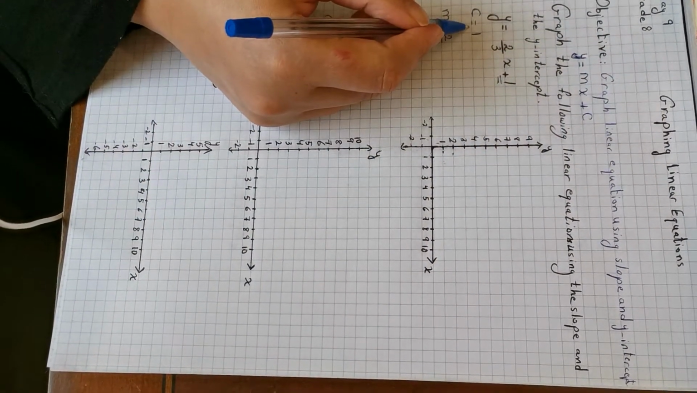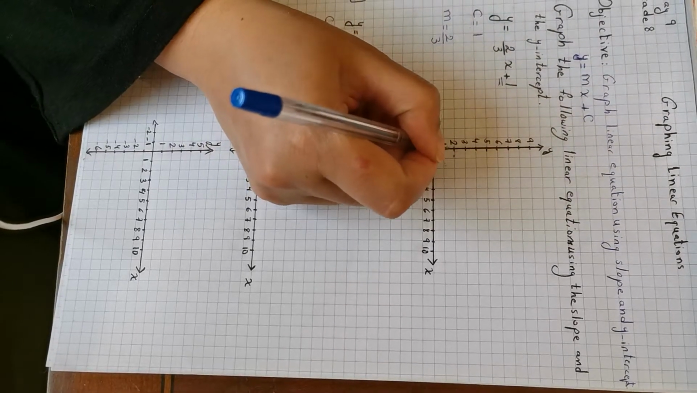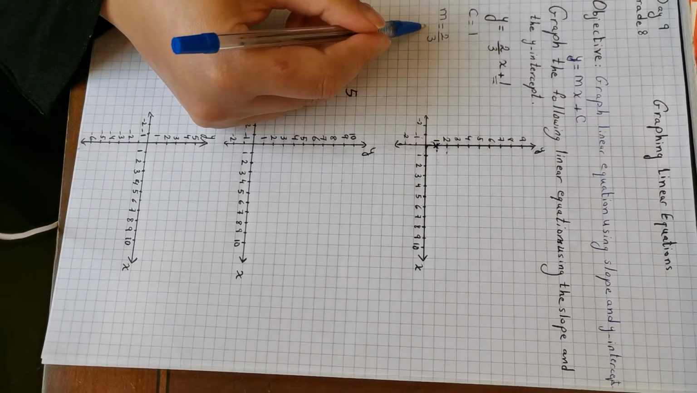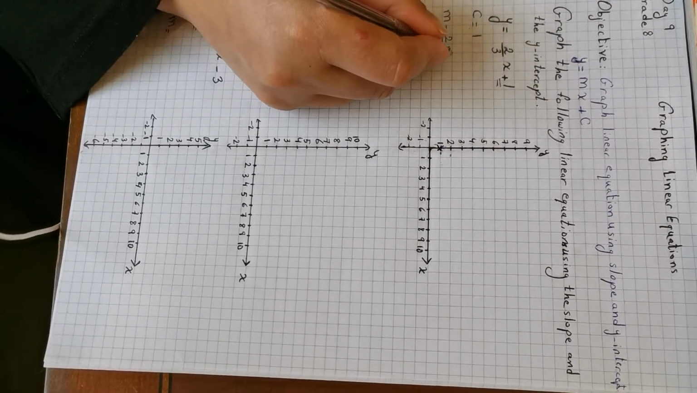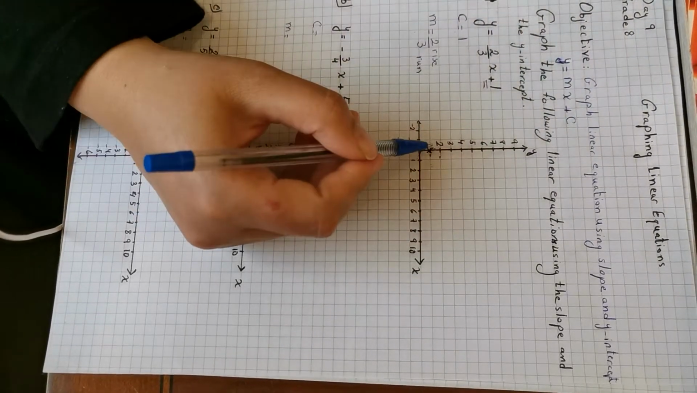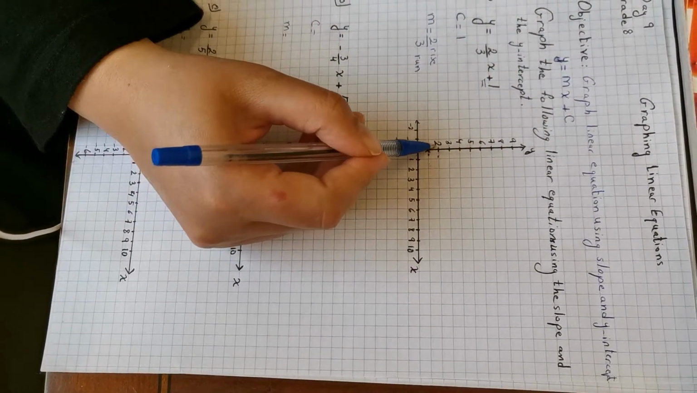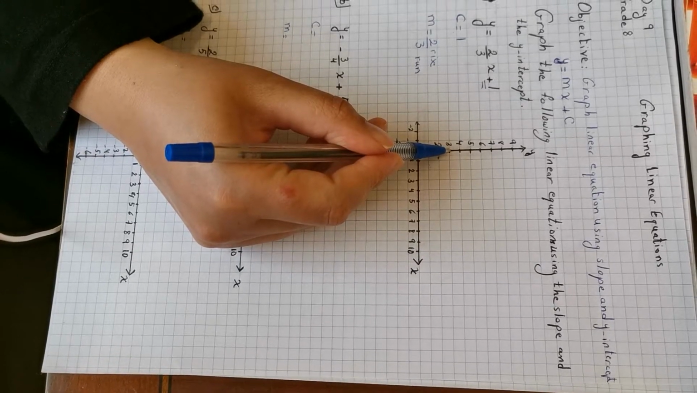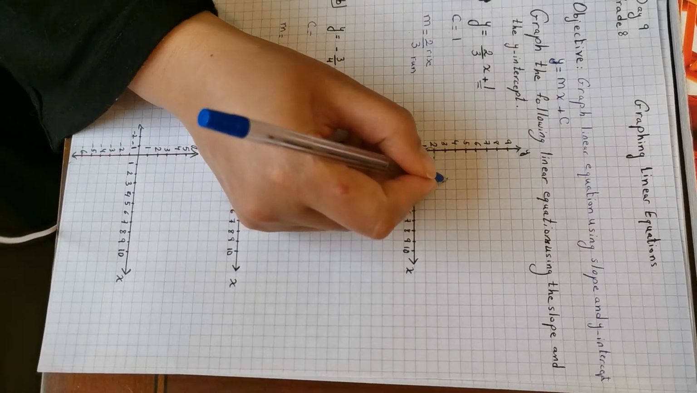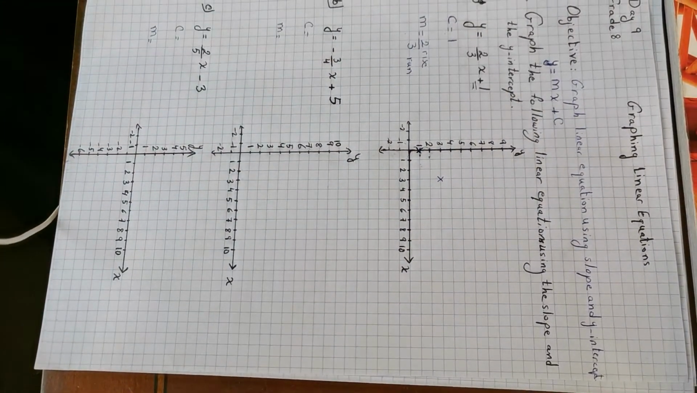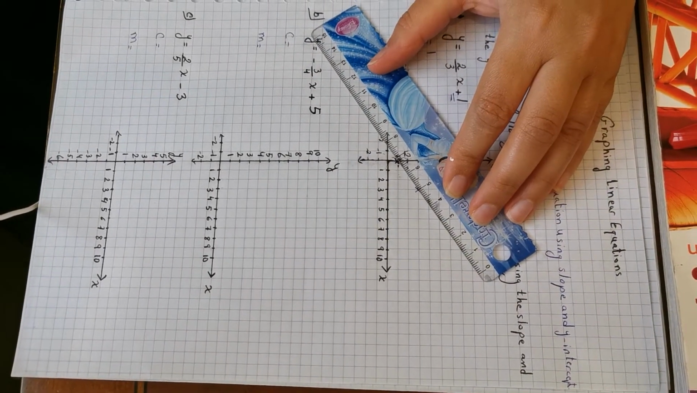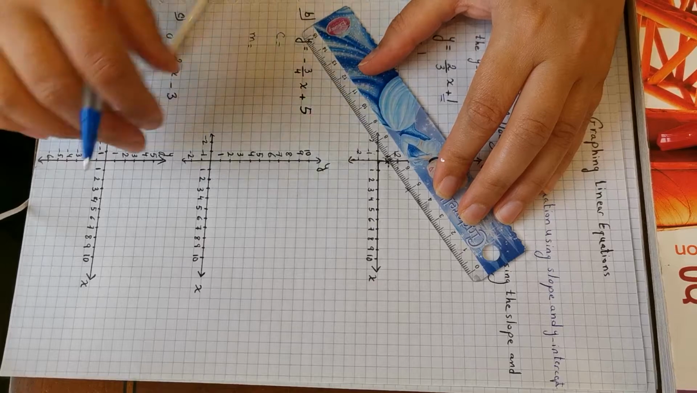I start by plotting the y-intercept, c equals 1. This is my first point. And then I will go to the slope. It is rise over run. The rise is positive, so from the first point that I plotted, I have to go up 2 steps, 1, 2, and I have to continue 3 steps to the right, which is the run, 1, 2, 3. I have the 2 points. I have now to use my ruler to join them, and this will be the line of the equation y equals 2 over 3x plus 1.